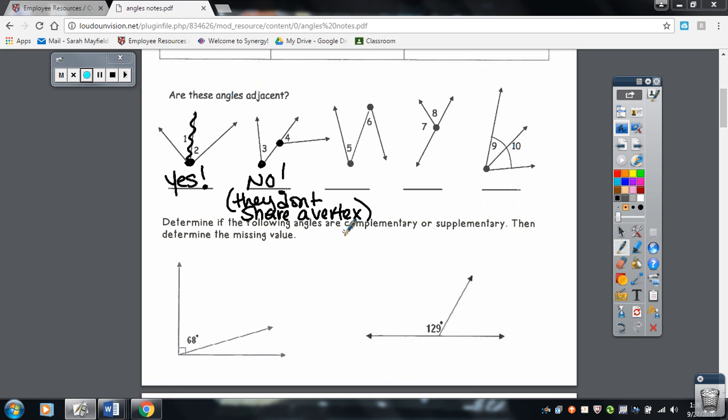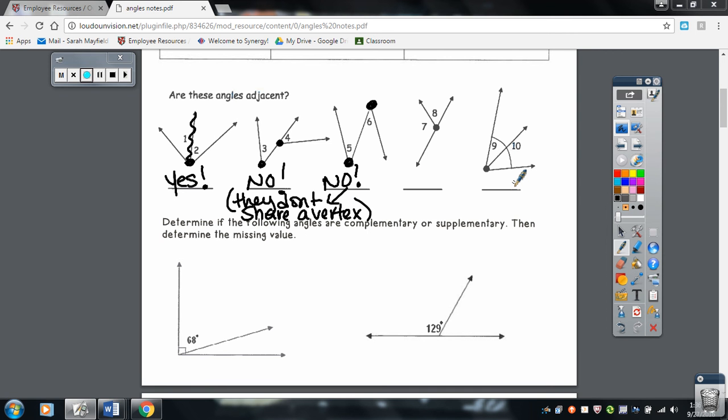Look at the third one. Yes or no? No, because angle 5 and angle 6, same reason. They don't share a vertex. Okay? So I want you on your own, pause this video, and I want you on your own to answer the last 2 questions right here. So it's 7 and 8 and then 9 and 10.